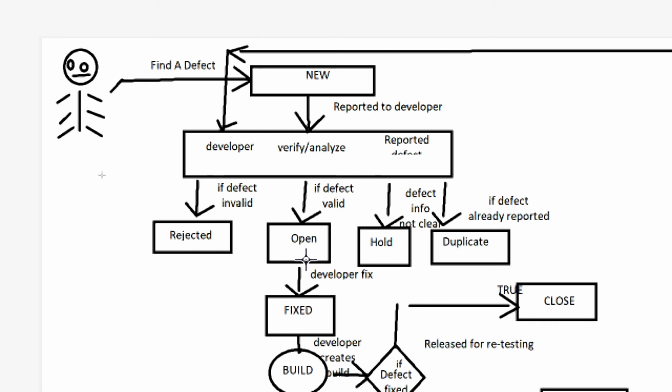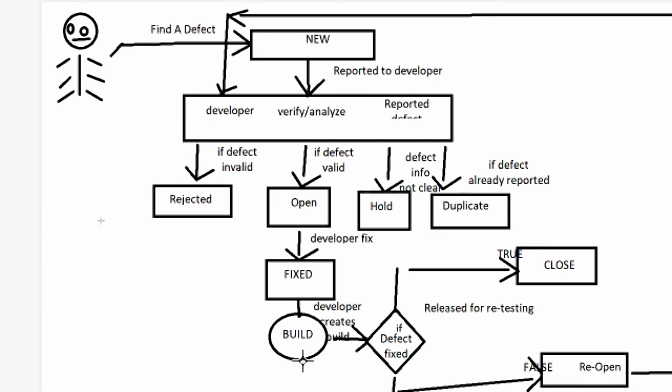Okay, then the developer is going to change the status to fixed, because the defect is already a valid defect. After that, the developer started analyzing the defect and made some workaround. Once it is working fine, he will change that status to fixed. Once this defect got fixed, he will move that into the modified build.